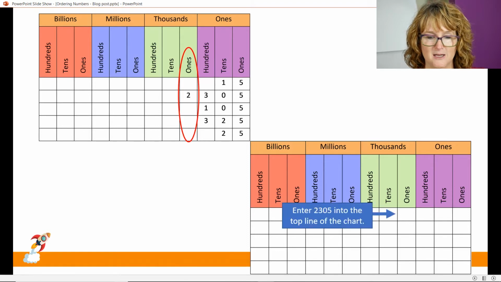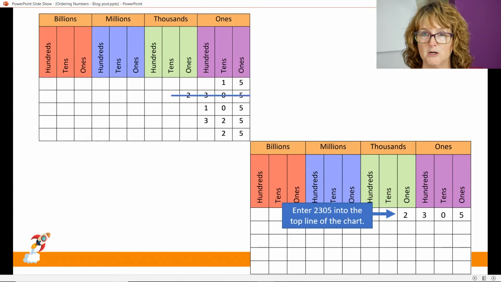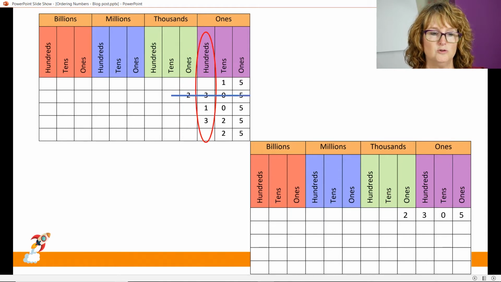So we're going to take that number and we're going to enter it in our second chart over here as the very first number, because this would be our greatest number. So now that we're done with that number, we can mark it out of our list. We're not interested in it anymore. So we're going to go to our next column, which is the 100s column right here, correct?